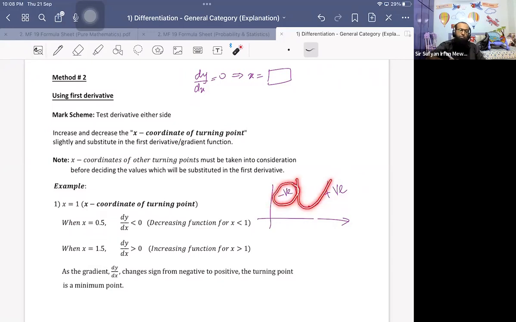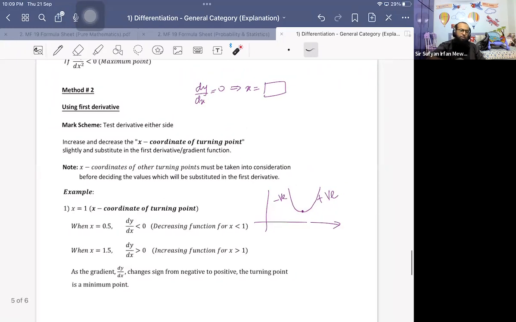The gradient changes sign from negative to positive. So this means the turning point is a minimum point. As the gradient dy by dx changes sign from negative to positive, the turning point is a minimum point. First, tell me, are we clear with this method number 2?